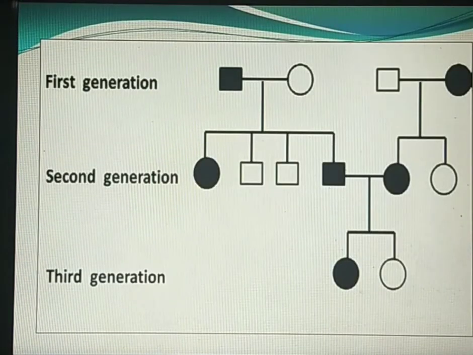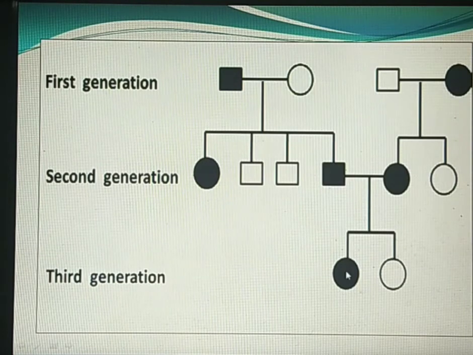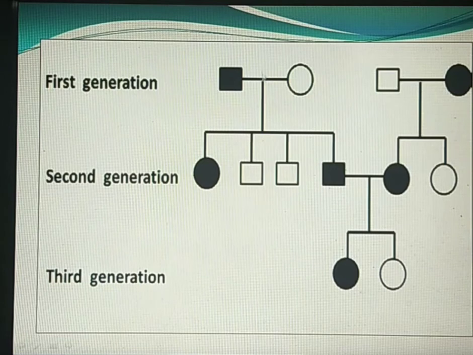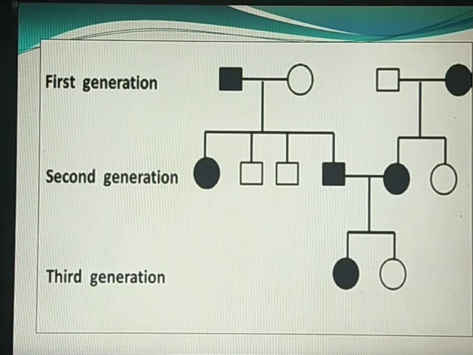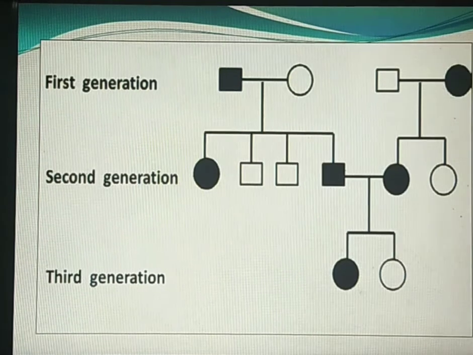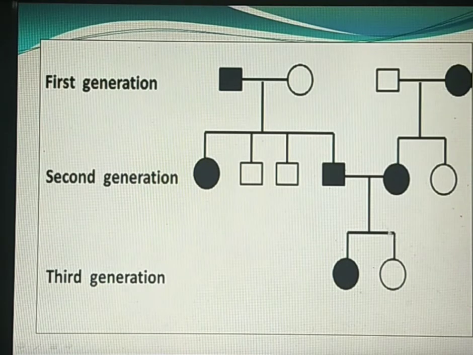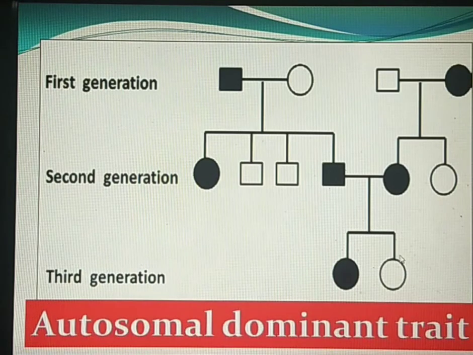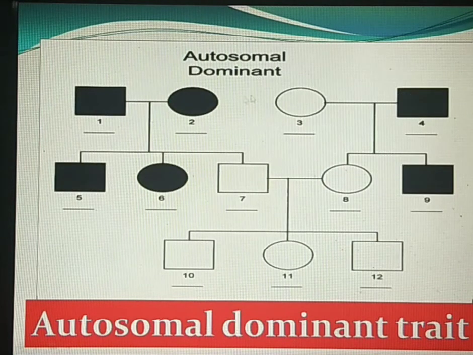In this chart we can see that the disease is transferred from one generation to another, that is, it doesn't skip. The second clue is that male and female frequency is equal for the trait. And the third clue, we can see that affected parents have a normal offspring. So this indicates it is an autosomal dominant trait. This is also one more example of an autosomal dominant trait.